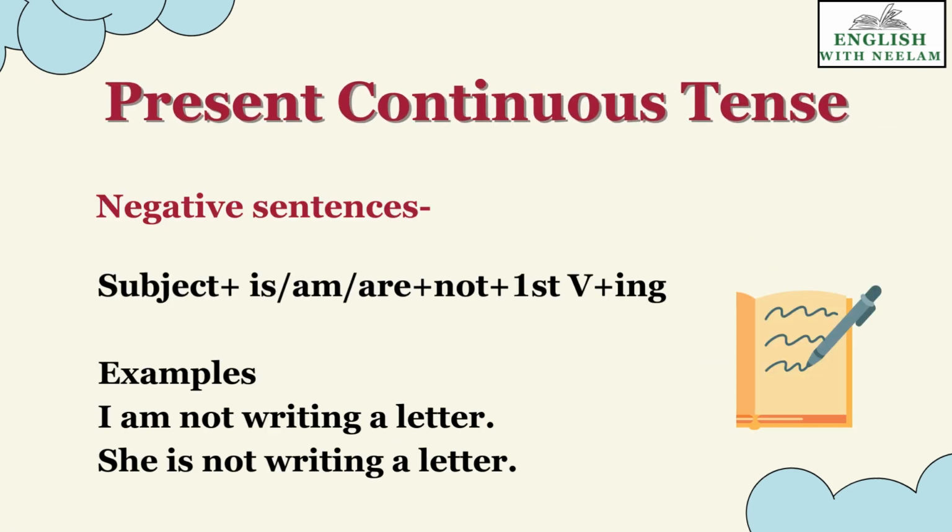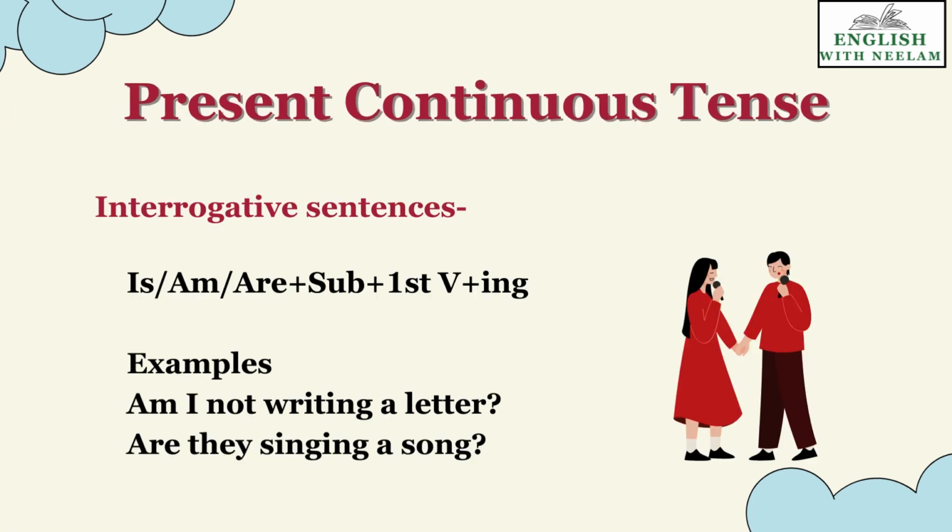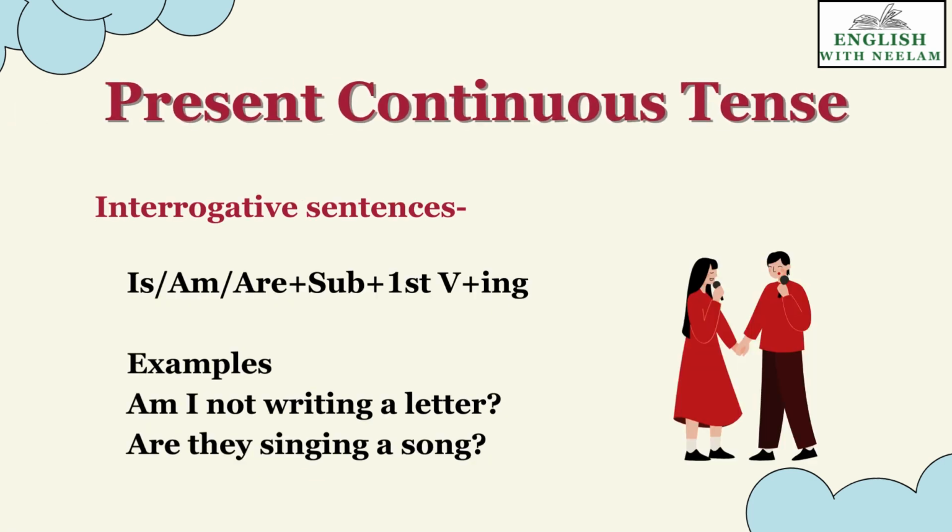How to write negative sentences? Subject plus is/am/are plus not plus first form of verb and ing. Examples are, I'm not writing a letter. She is not writing a letter. Now we come to interrogative sentences. Is/am/are plus subject plus first form of verb plus ing. Am I not writing a letter? Are they singing a song?